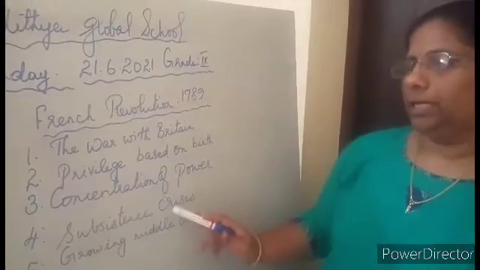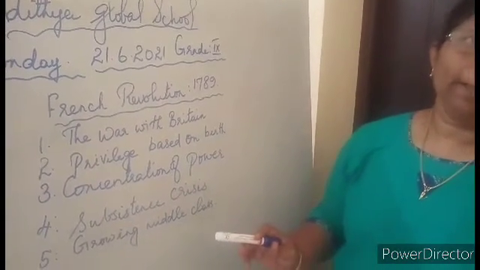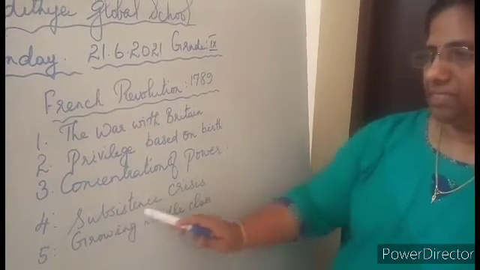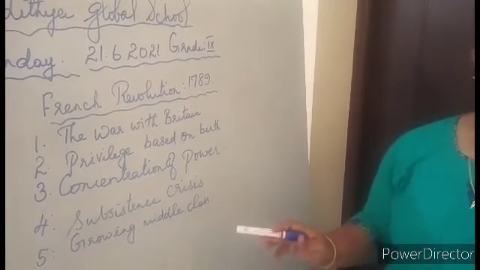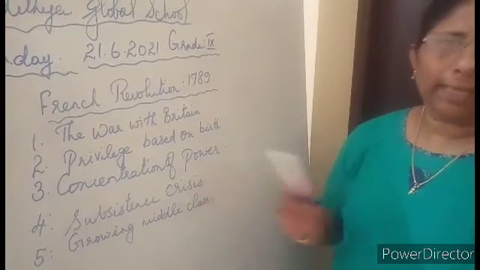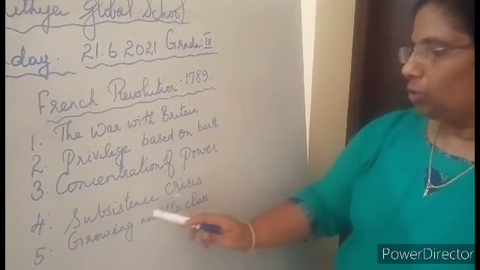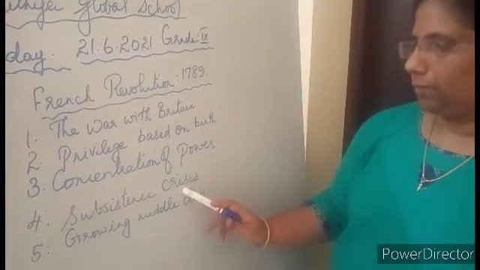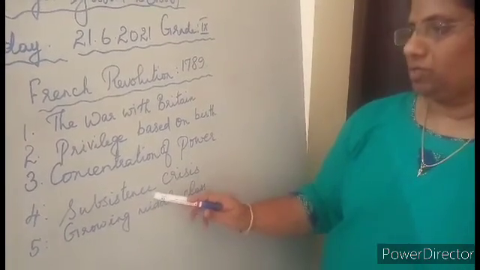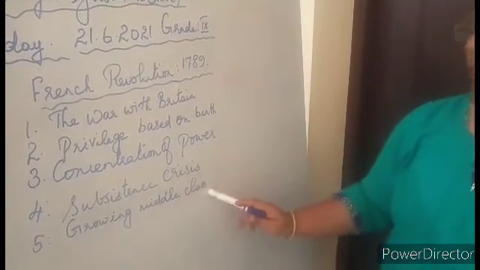Fourth, subsistence crisis. It means when the population increases, the demand for food will also increase. But supply was less. So what happened? The peasants were struggling for their livelihood. Already they had a financial crisis because they had to pay taxes, direct tax and indirect tax, one to the church and one to the state. So in this circumstance, when the population increased, the demand for food also increased, but supply was less. So there was a financial crisis.